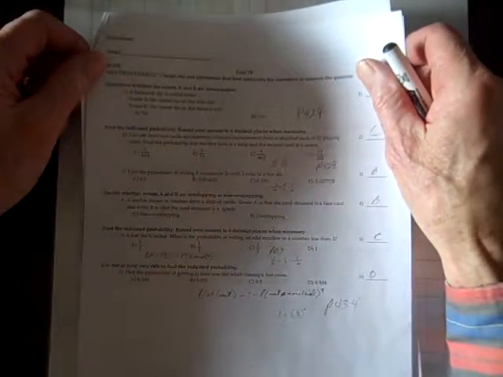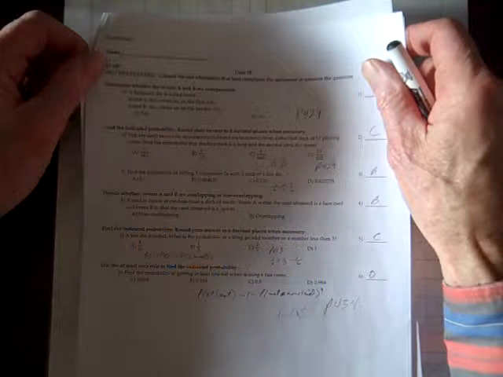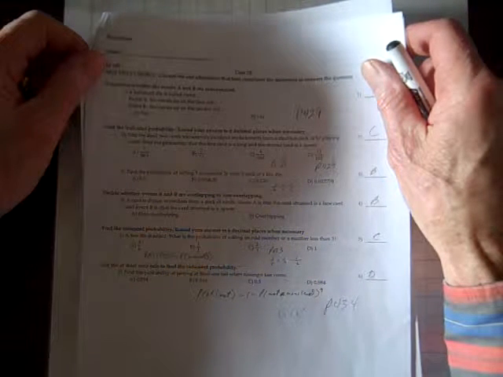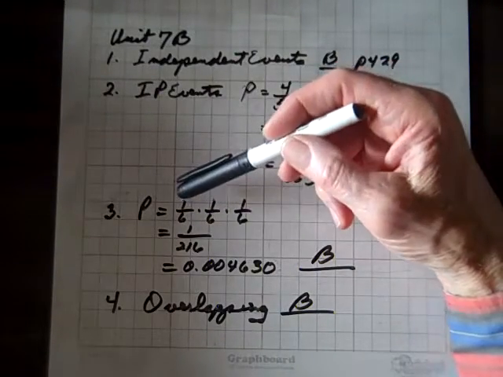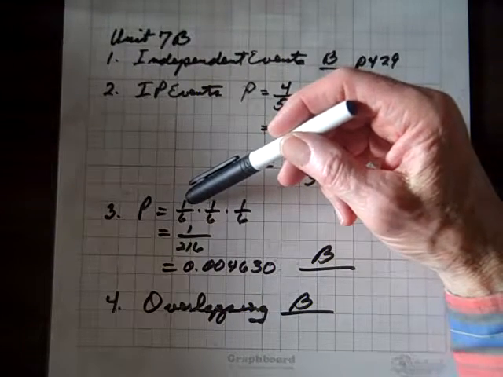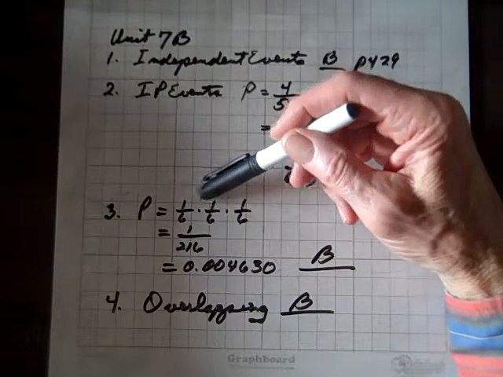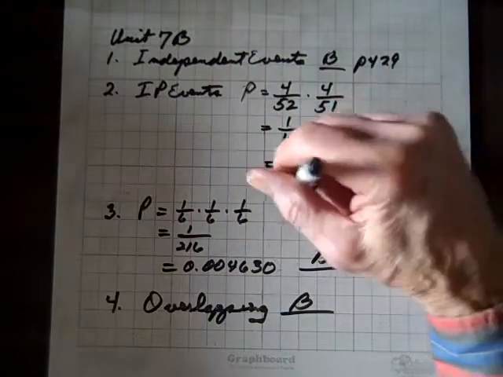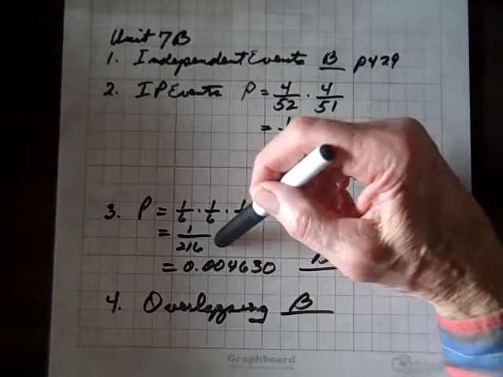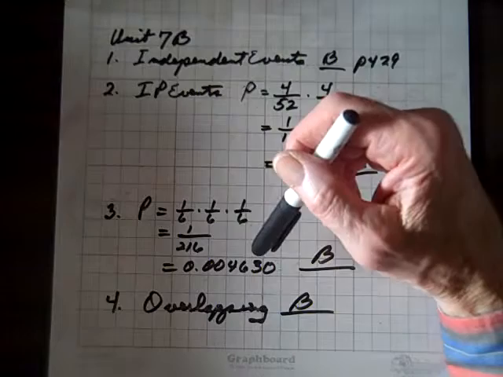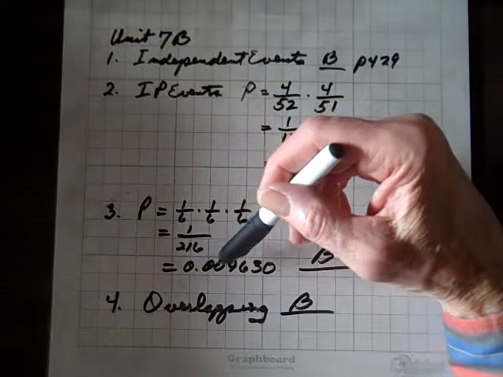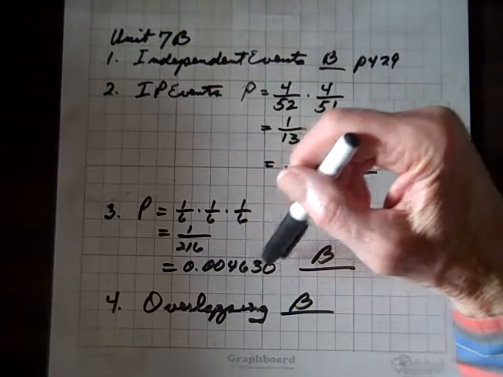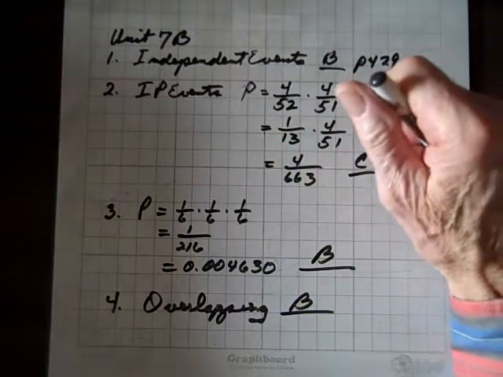For 3, find the probability of rolling 3 successive 2s with 3 rolls of a fair die. Well, these are independent events, and the probability of rolling a 2 is 1 over 6, but we're going to do this 3 times, and so that product is 1 over 6 cubed, which is 216, and in decimal form we get 0.004630, and B is our guy.